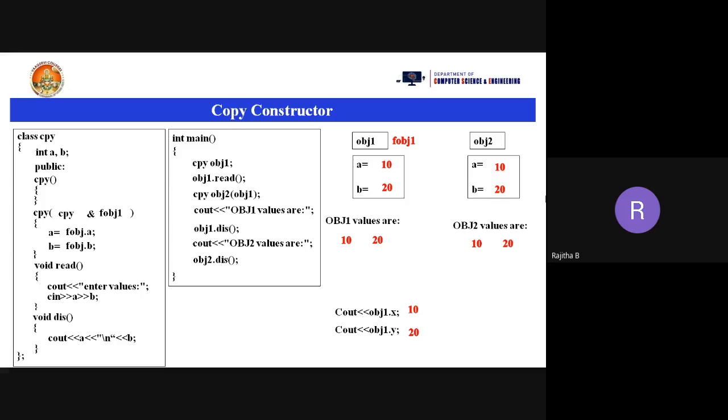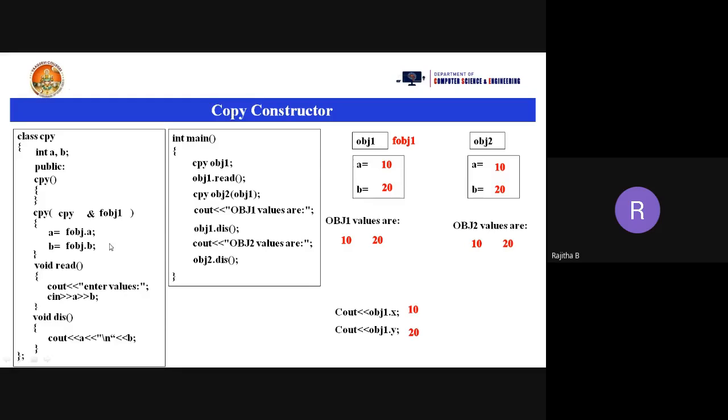So this happens when you use the copy constructor. You need to remember only how to copy the values. When you pass the object to the copy constructor, you need to take the reference operator, that is, the address operator, because we are taking only the address of obj1, that is FOBJ1. And when you take the object as a parameter, the data type of the parameter object is the class itself. You need to remember that.